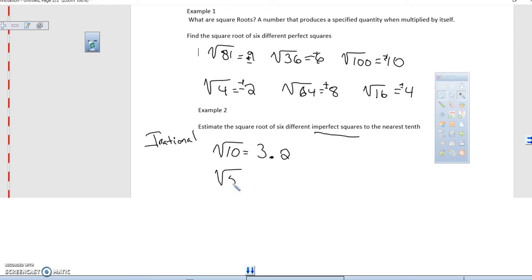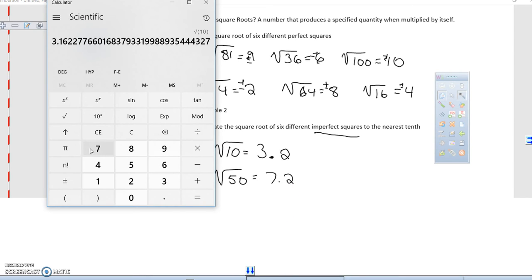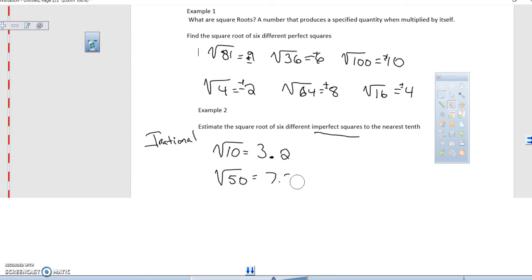Square root of 50. That's just more than 49. So we might say like 7.2. Oh no, that one rounds to 7.1. So I was off. That one's just 7.1, because it's a bigger number. It's still 1 away from 49, but the separation between 49 and the next square, 64, is more than between like 9 and 16.